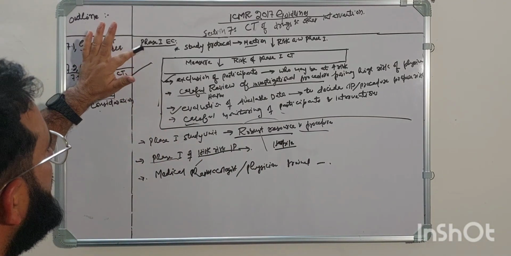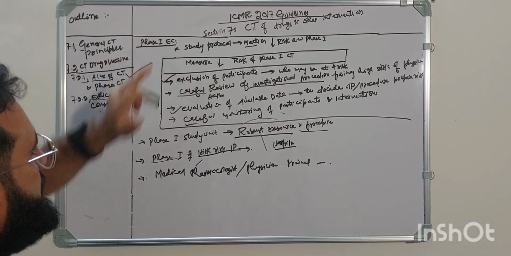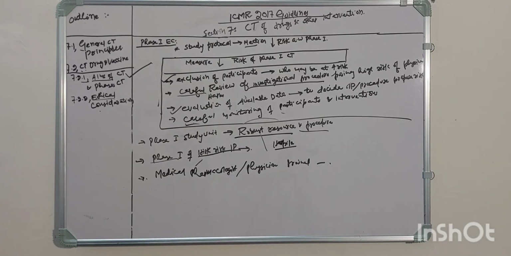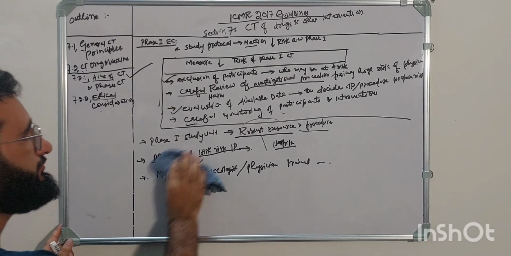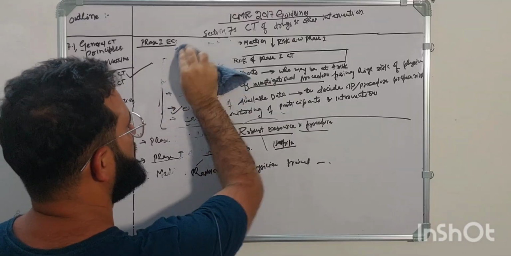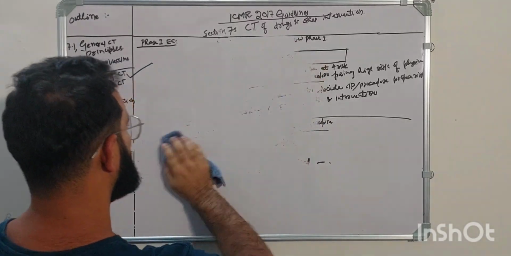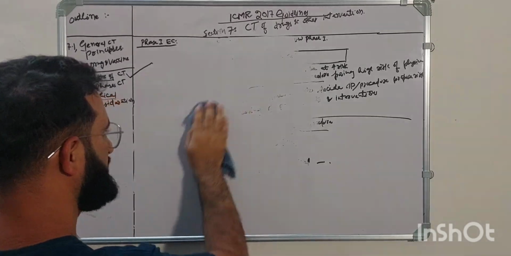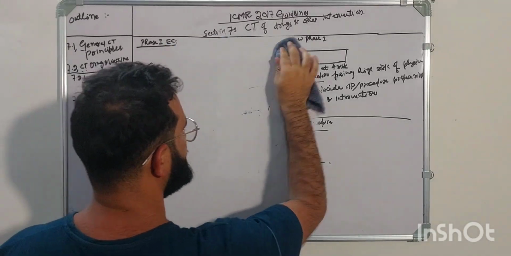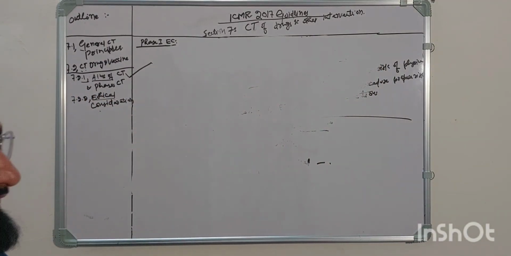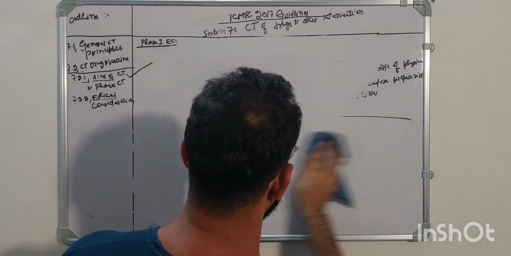So this was about the ethical consideration regarding phase 1, and they have also discussed the ethical considerations about phase 2, 3, and 4. You can take a screenshot of this. So after this, we will write some of the important ethical considerations which the ICMR 2017 document has mentioned. Then we will conclude this lecture, and in the next video we will discuss the remaining things.